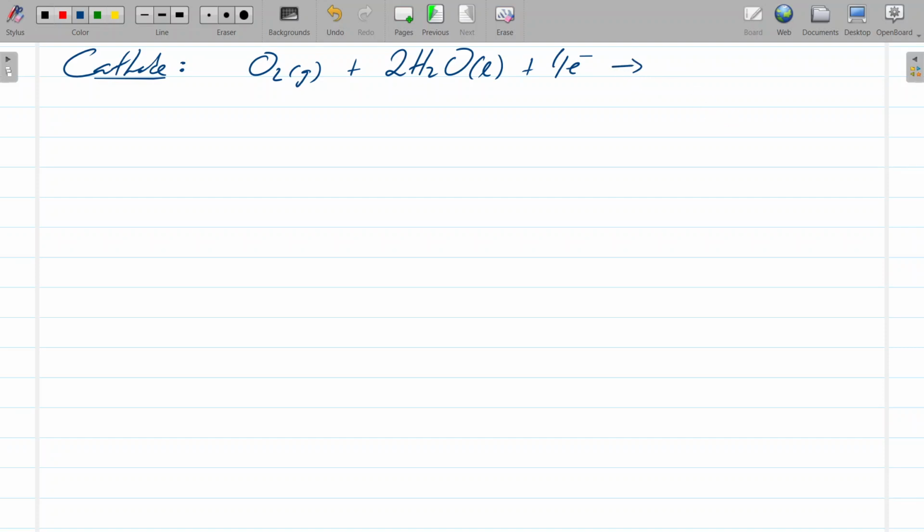So what's happening at the cathode? You've got oxygen gas coming in, and it is combining with water, so to speak. I'm just going to write this out balanced, and gaining 4 electrons, and it is producing hydroxide ions.